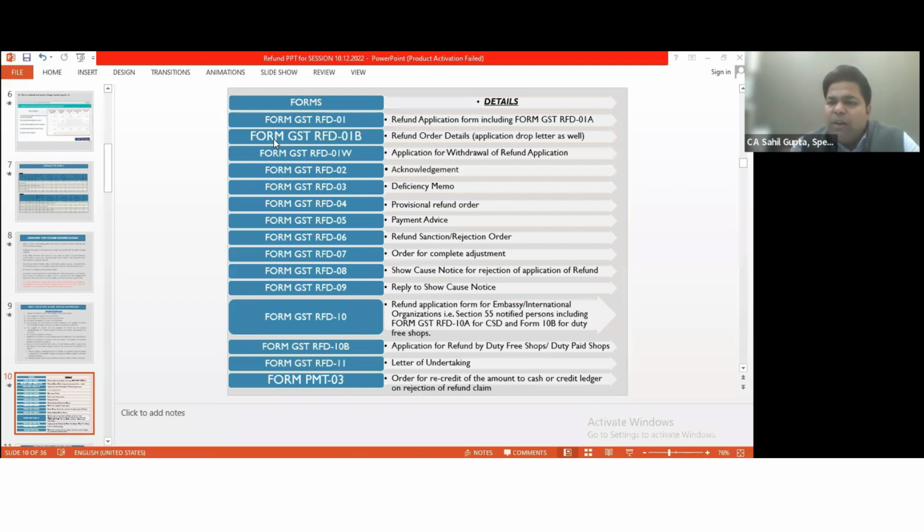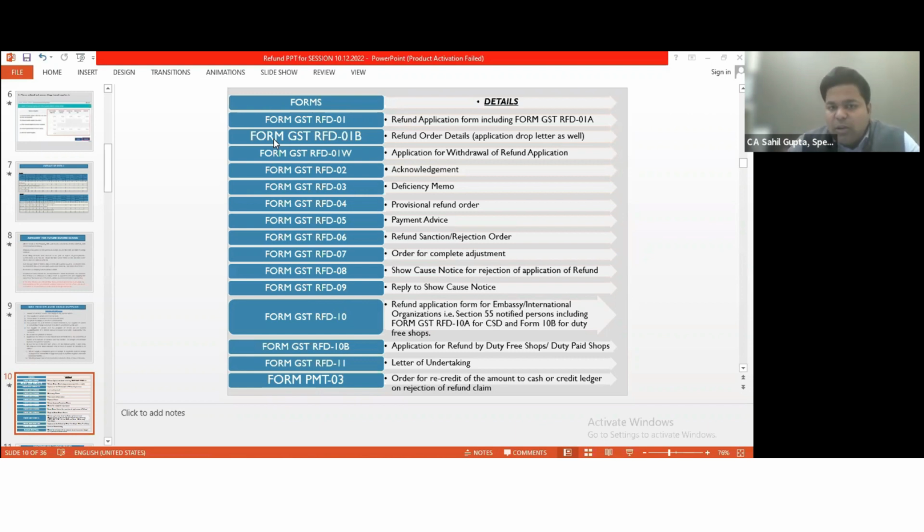It takes only around 5 minutes to file that letter of undertaking on the portal. Earlier it was a manual process. Now it is only a 5-minute process, and the ARN which is generated on the portal will be the LUT number, which we have to mention in all the export invoices which we are issuing.